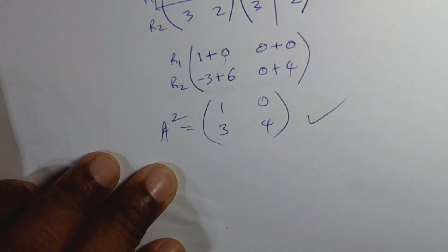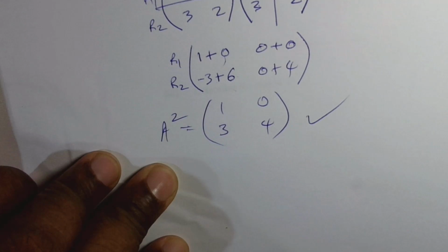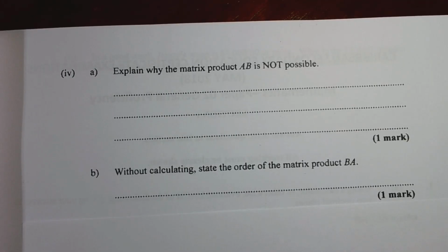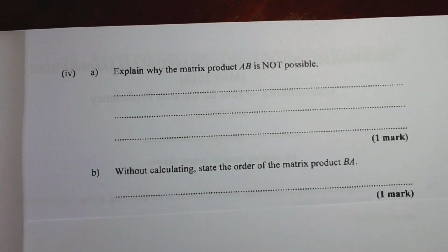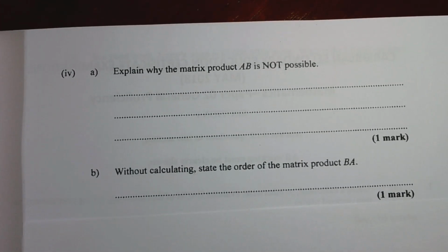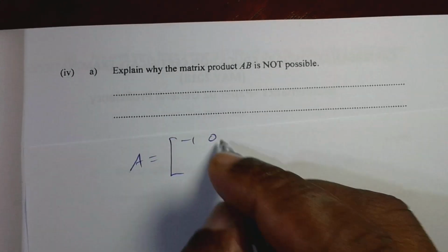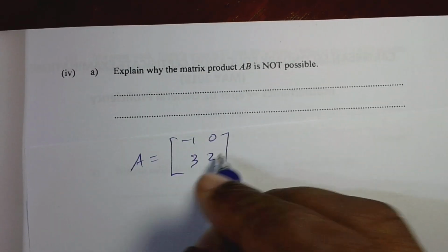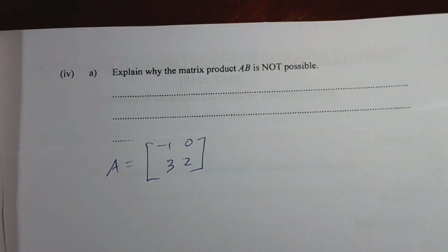Alright, let's look at the final part of this question. For the final part, they say here, explain why the matrix AB is not possible. So why is matrix AB not possible? In other words, multiply matrix A by matrix B. So let's look again and see what these two matrices are.